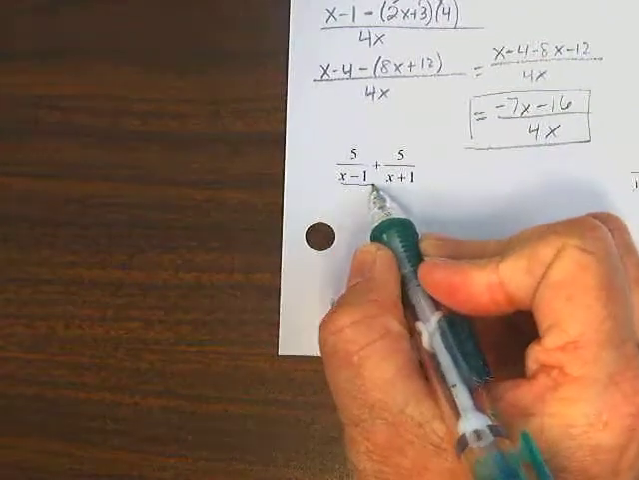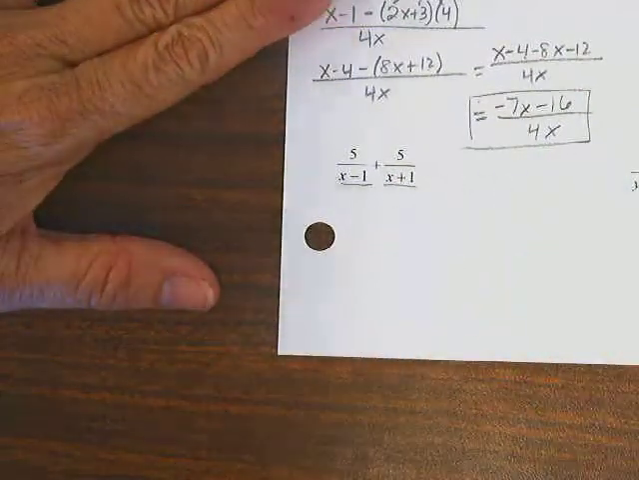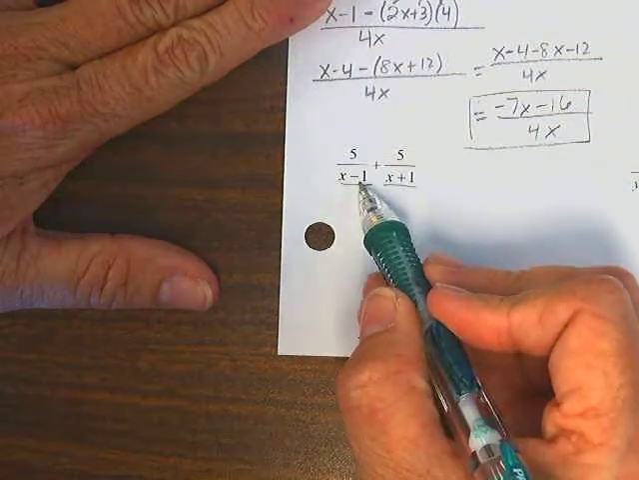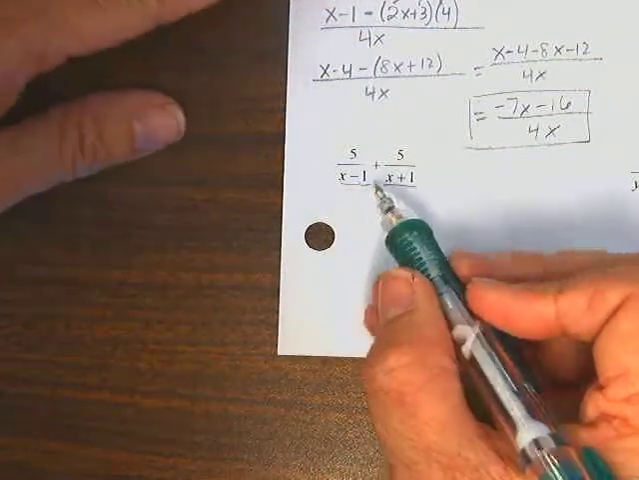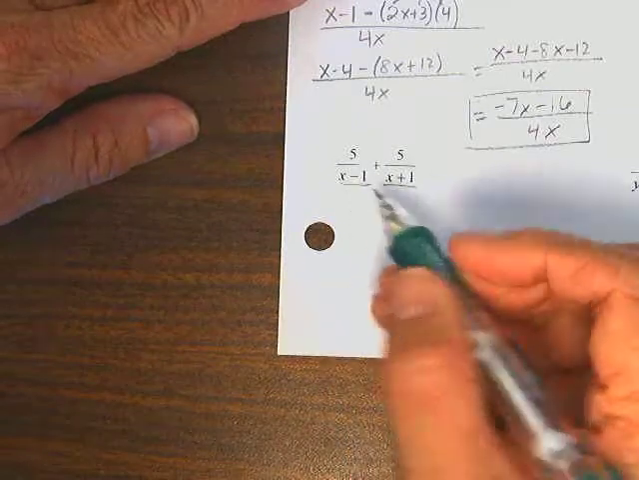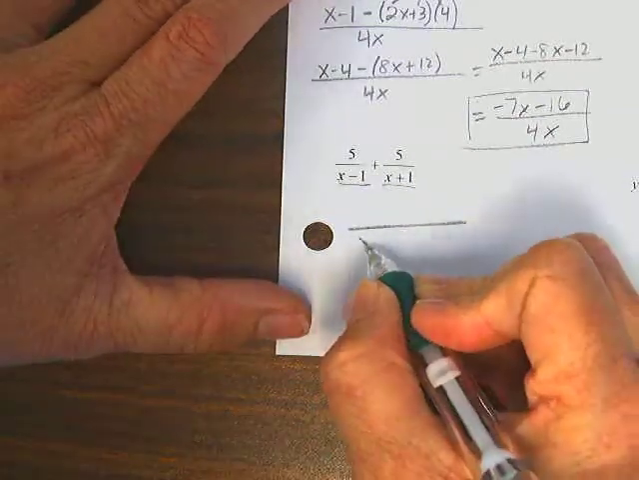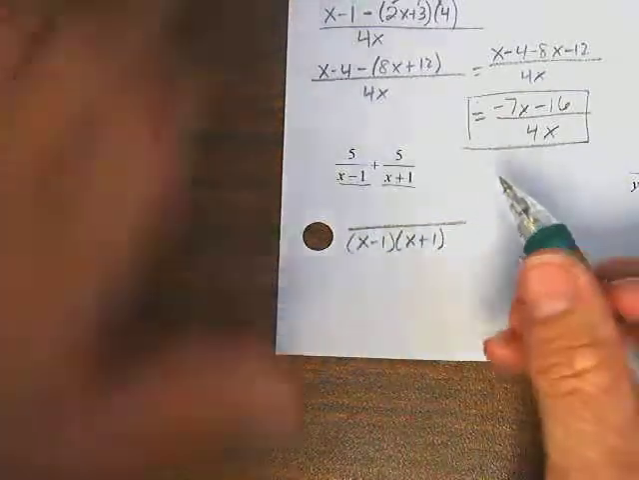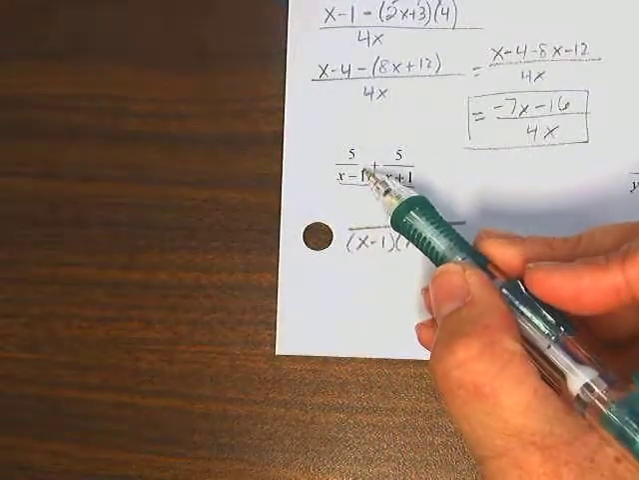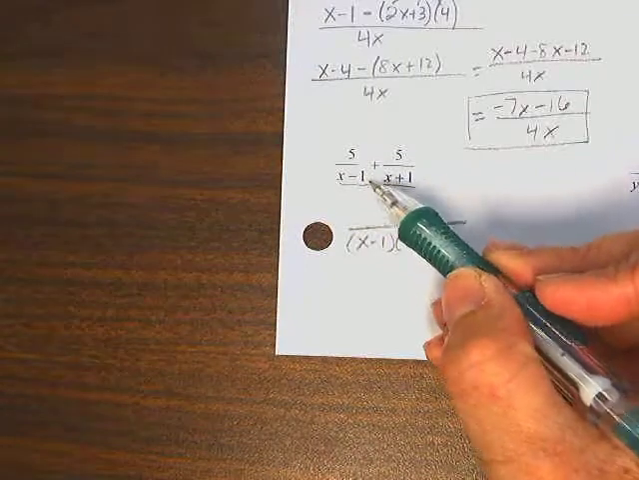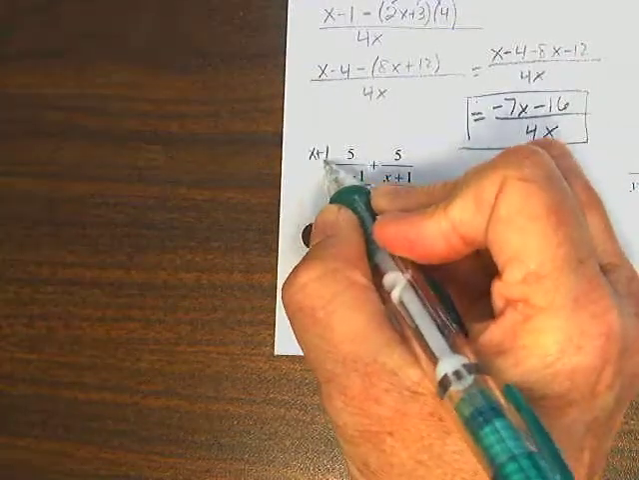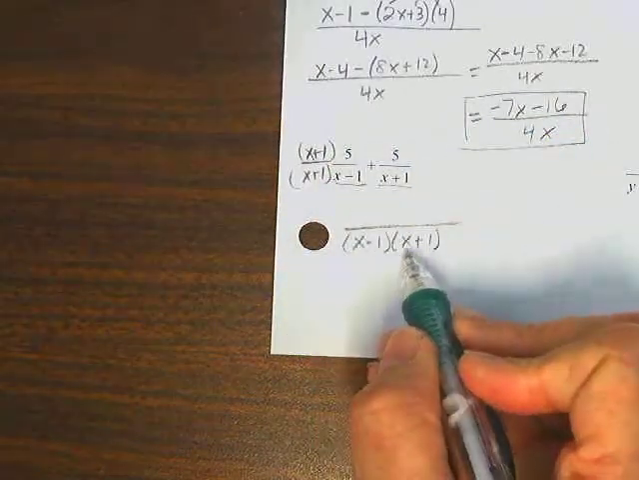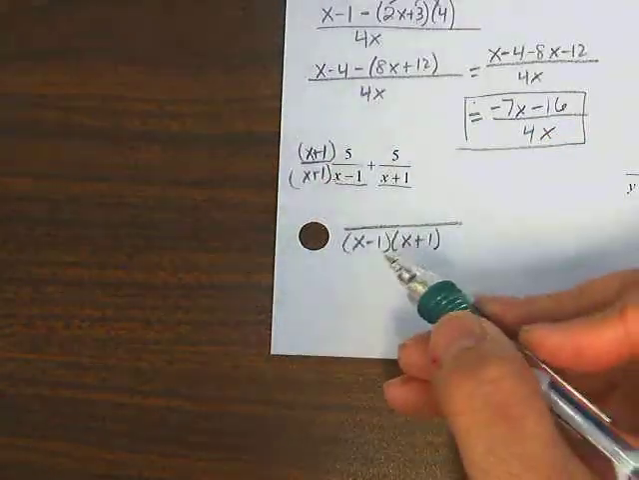Here we've got x minus 1 in our denominator and an x plus 1. Although they both have x's, they're not multiplied together. So to get a common denominator, I have to multiply these two together. So my common denominator is going to be x minus 1 multiplied by x plus 1. So this fraction on the left, I need to multiply it by x plus 1 over x plus 1 to get the denominator that we decided was the least common denominator.